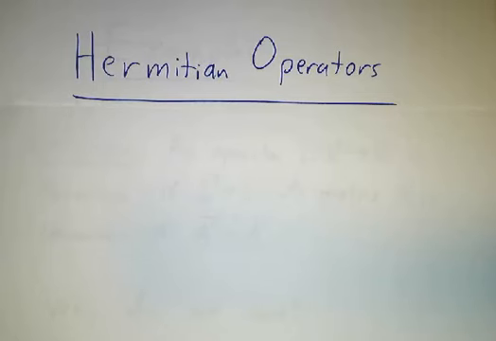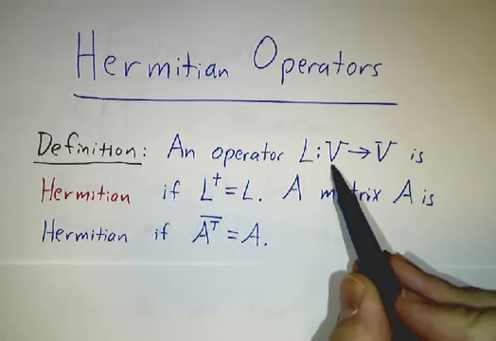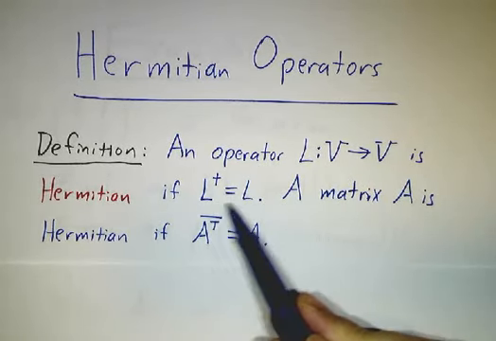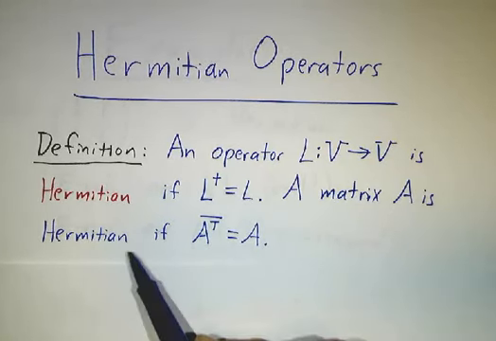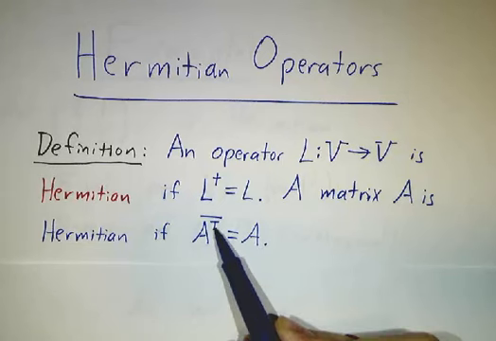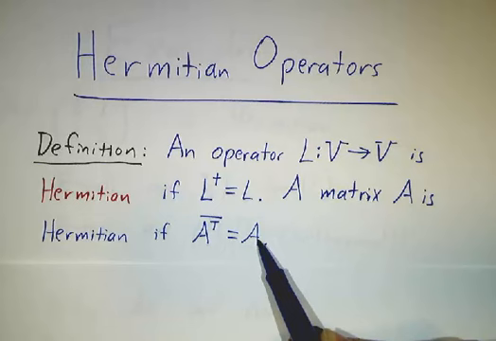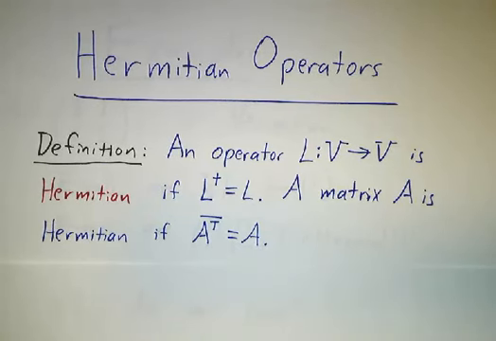Next on the agenda, Hermitian operators. An operator on a vector space, an inner product space, is called Hermitian if it equals its own adjoint. And likewise, if we have a matrix, we call the matrix Hermitian if it equals its own transpose conjugate. Because if you think of a matrix as an operator on Cn, then its adjoint is its transpose conjugate.